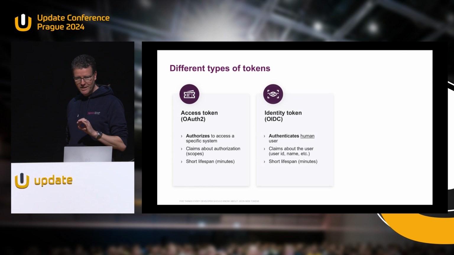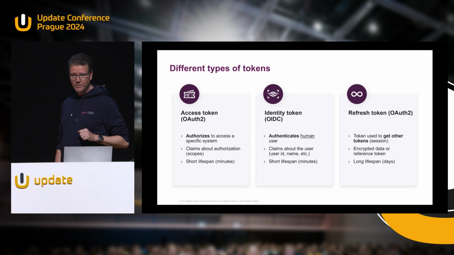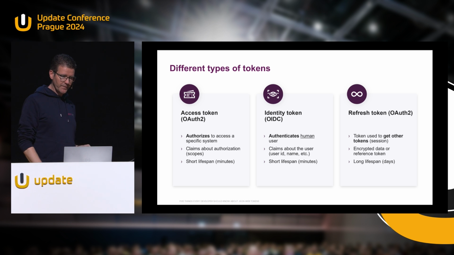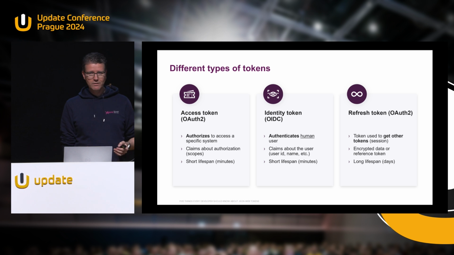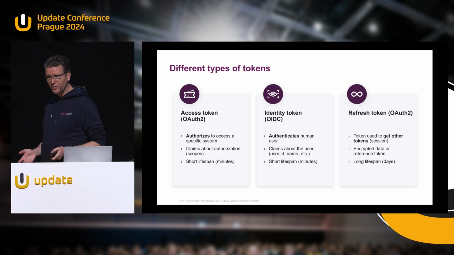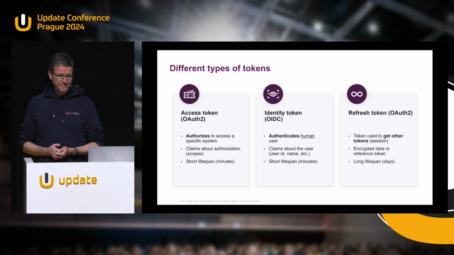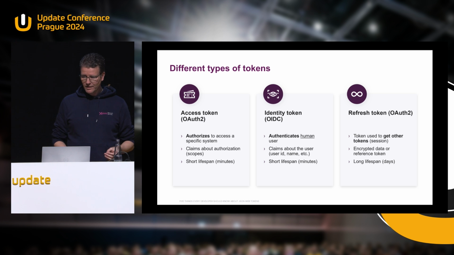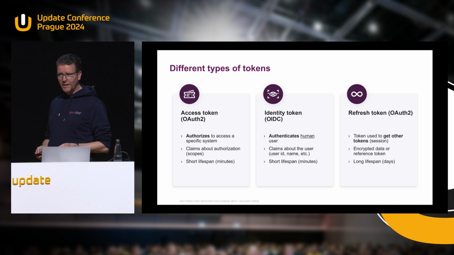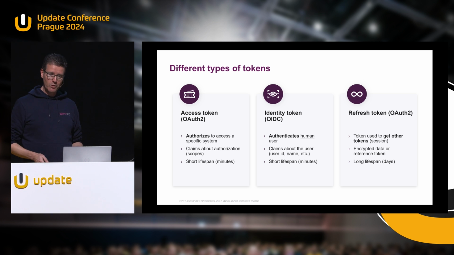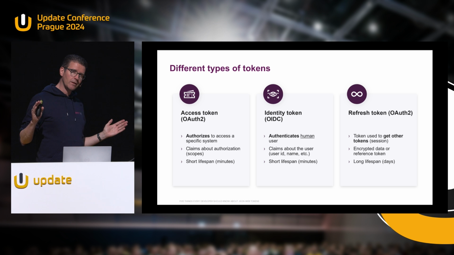All right, to summarize, we have these three flavors of tokens. An access token authorizes access to a specific system. It has claims about the authorization, so it has scope claims in there, and generally it has a short lifespan of minutes to hours. Then there's an identity token. It authenticates human beings, and it will have claims about the end user profile data. And then finally, you have a refresh token, which is pretty much used to get other tokens, and generally has a little bit of a longer lifespan.